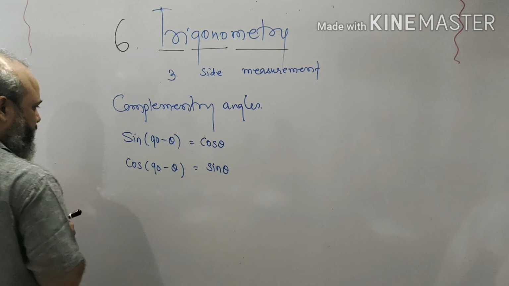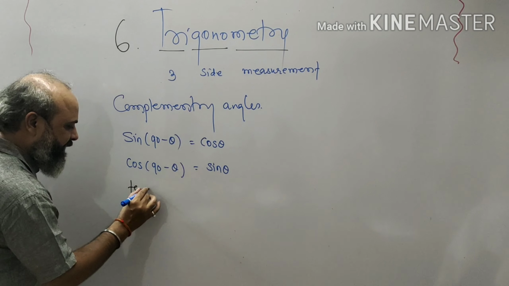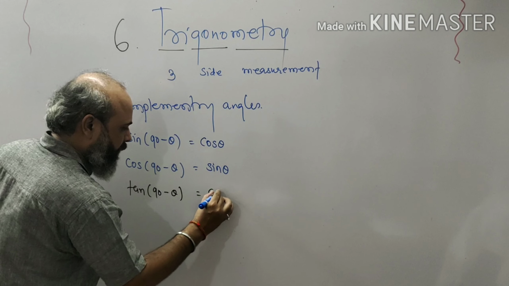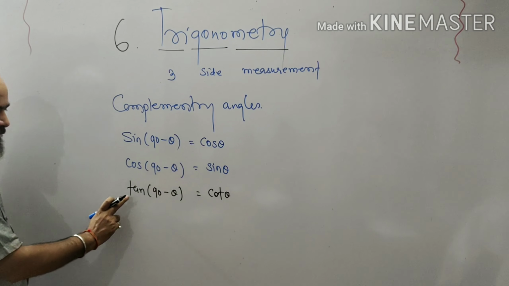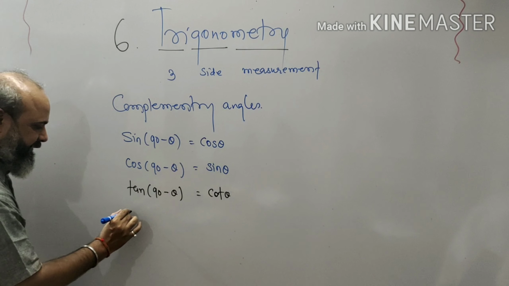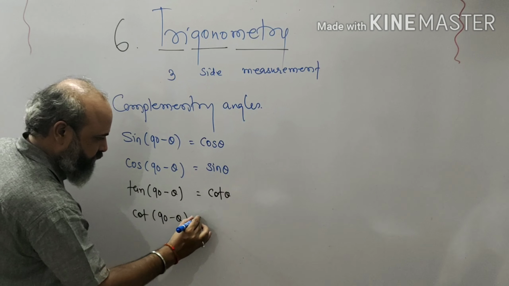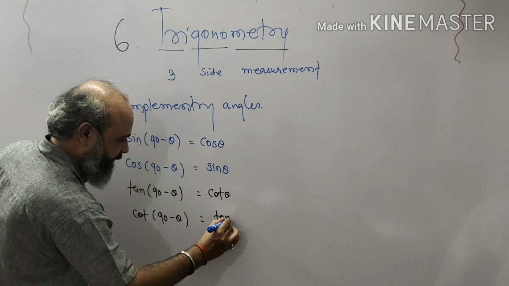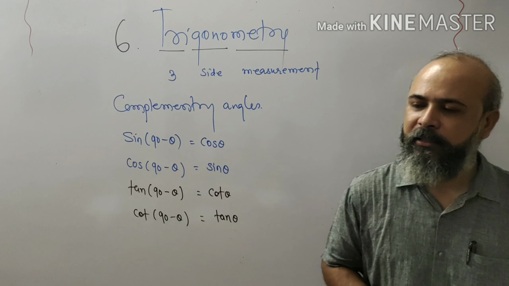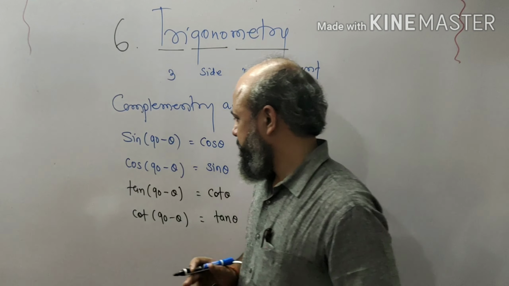Similarly, tan 90 minus theta is cot theta. Cot 90 minus theta is tan theta. It means the complementary of tan will be cot and the complementary of cot will be tan.